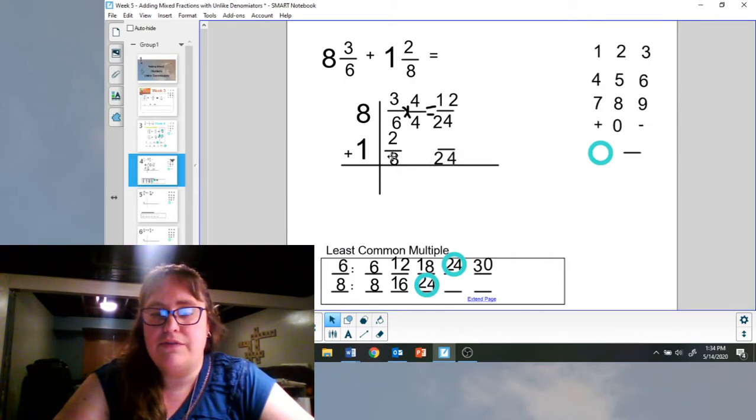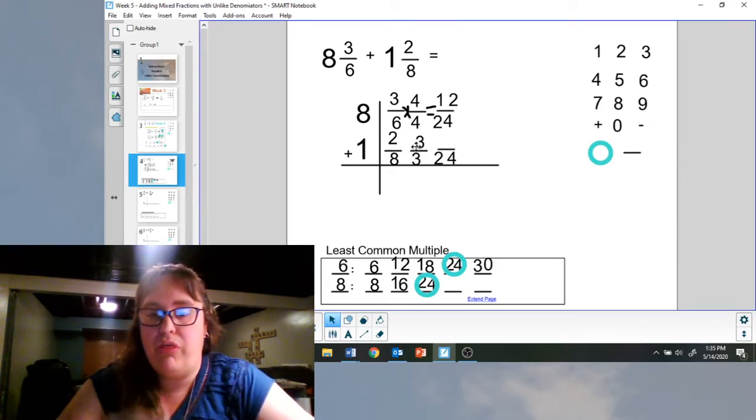So I'm asking myself, 8 times what gave me 24? Times 1, times 2, times 3. Remember what we've been doing. Third week on this. This needs to be a form of 1. So this is going to be 3 over 3, because if I had 3 pieces and I ate all 3, I ate the whole thing.